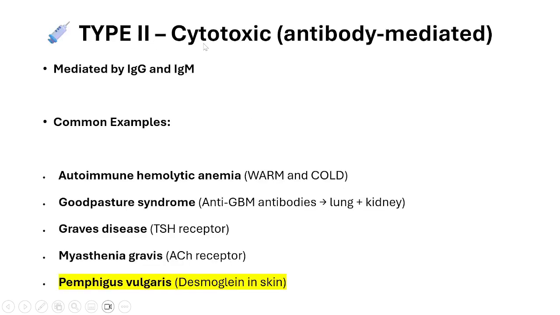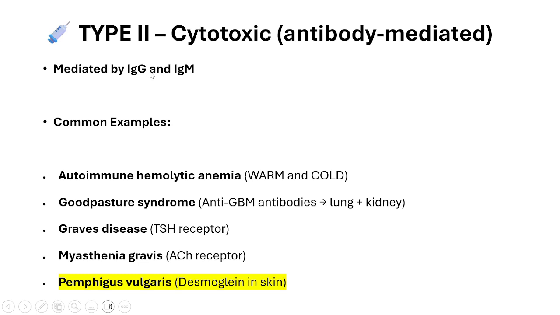Now coming to type 2, which is cytotoxic or antibody mediated. This is mediated by IgG and IgM. This can be very helpful because when we discussed the video on immunoglobulins, I said that both IgG and IgM are responsible for producing types of anemia. And when we compared, we said that girls are hotter than boys. So hot as in warm hemolytic anemia for IgG, and IgM for cold hemolytic anemia. So in type 2 reaction, the common example is autoimmune hemolytic anemia, which is warm and cold.